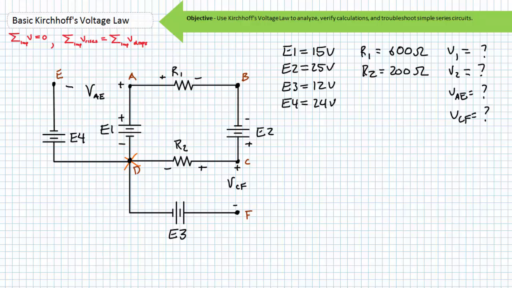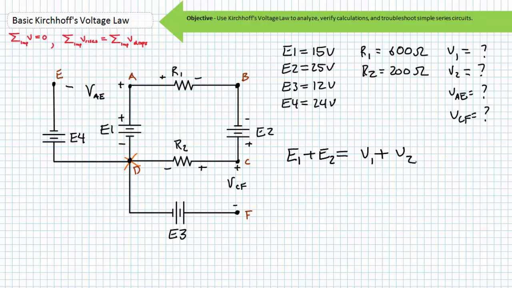We go through E1 minus to plus, therefore it is a rise and it goes on the left-hand side of our equation. Now we go through R1 plus to minus, therefore it is a drop, and it goes on the right-hand side of our equation. We now go through E2 minus to plus, therefore it is a rise, and it goes on the left-hand side of our equation. Finally, we go through R2 plus to minus, therefore it is a drop, and it goes on the right-hand side of our equation.